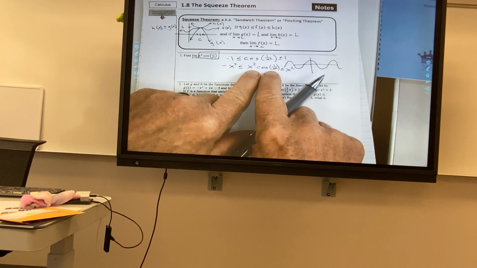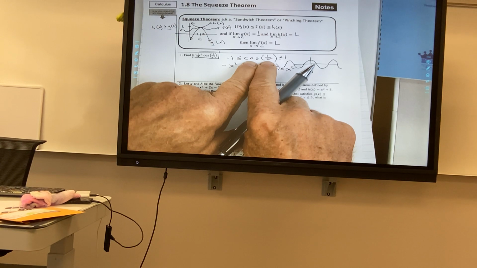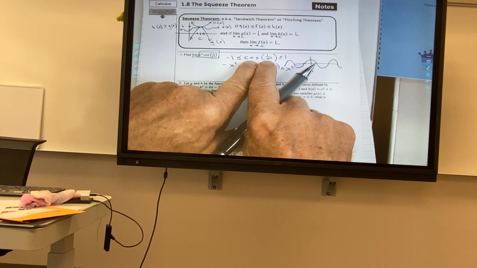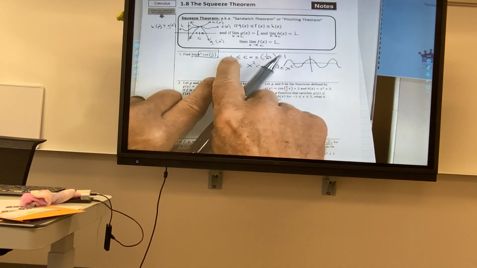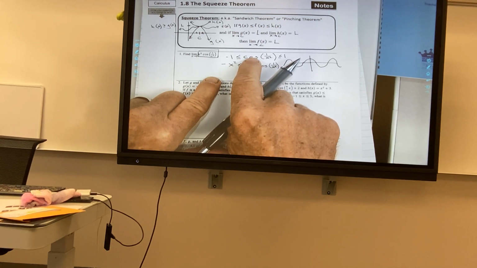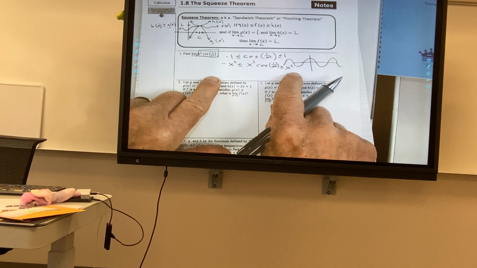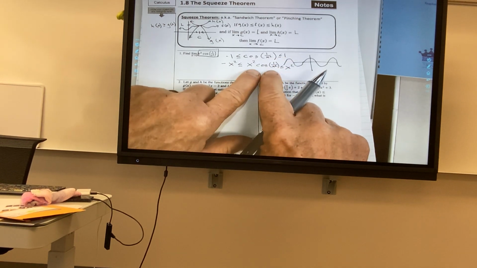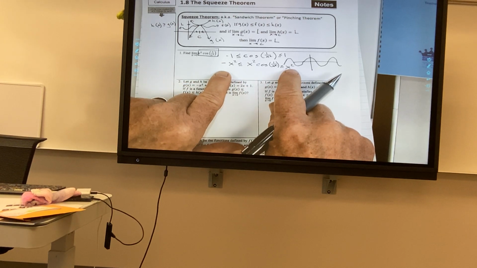Okay, I'll back up. Are you okay that cosine is bounded by negative 1 and 1? Yes. Okay. All I did here is do some algebra. I multiplied a negative 1 by x squared. I multiplied this cosine by x squared, and I multiplied 1 by x squared. I want to figure out its limit, and I want two functions that I want it bounded by.